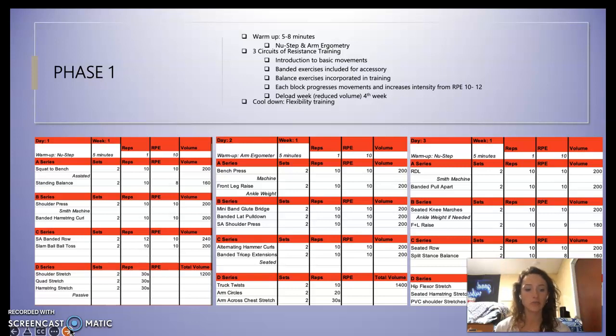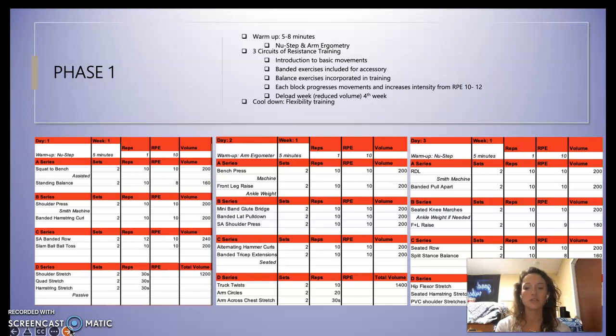And as phase 1 goes on, he might progress to a squat to bench not as assisted, and he might also progress to a squat to bench with the Smith machine. You'll see these progressions along the entire 3-month program. And similarly, I incorporated balance exercises as accessory work, which started with just strictly standing to help him get more used to eventually doing walk training with me.